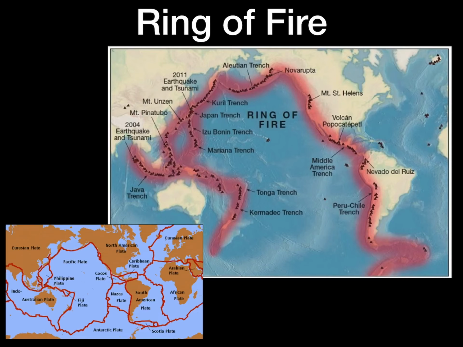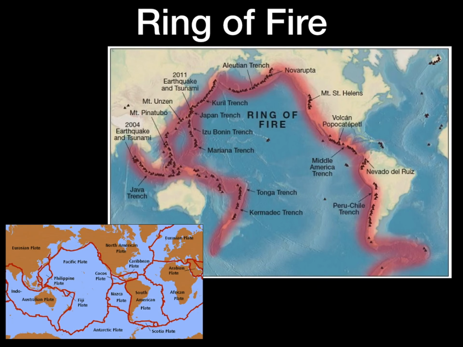Let's look at the Ring of Fire. The Ring of Fire is this area, and if you notice, it's right around one of the tectonic plates. A ring of fire is an area where the most active volcanoes exist, and the ones that are the most violent also exist. The bottom of the screen, where you have the orange continents with the red outlines, those you can see are the different tectonic plates.